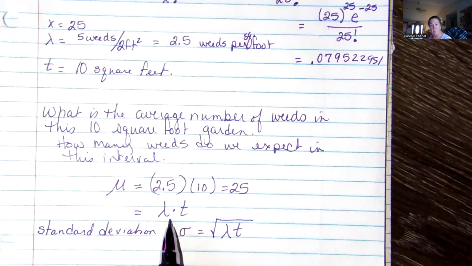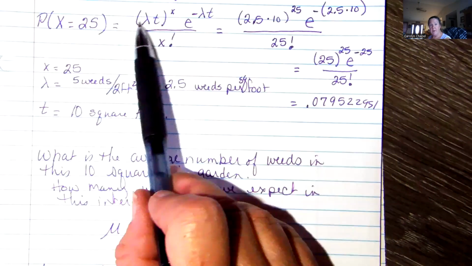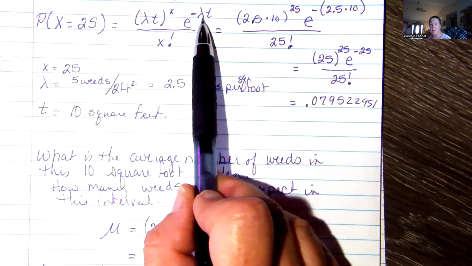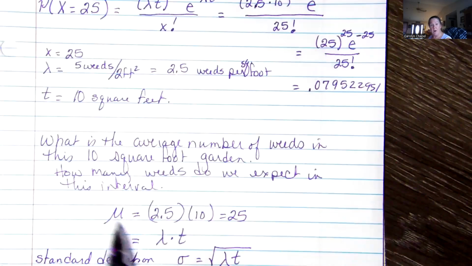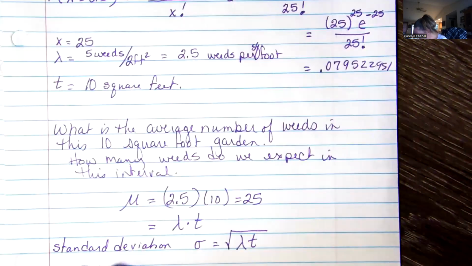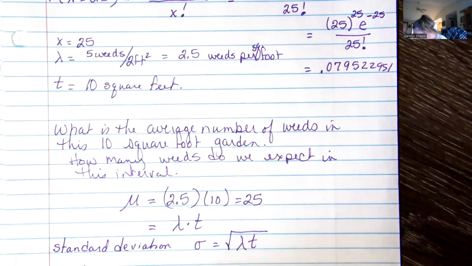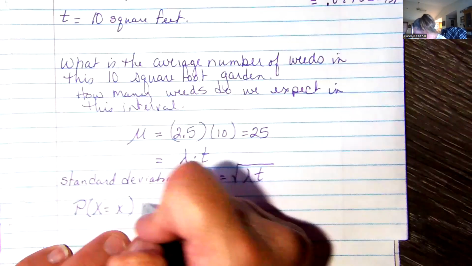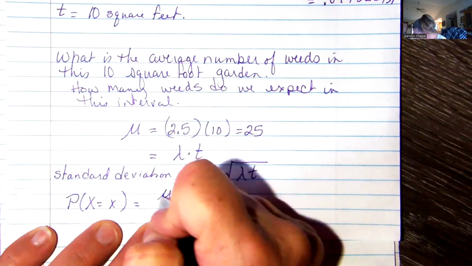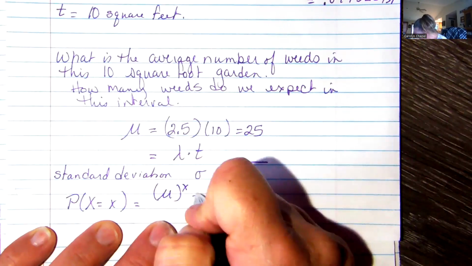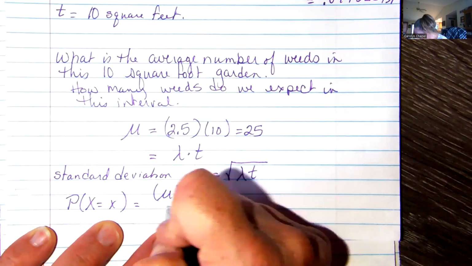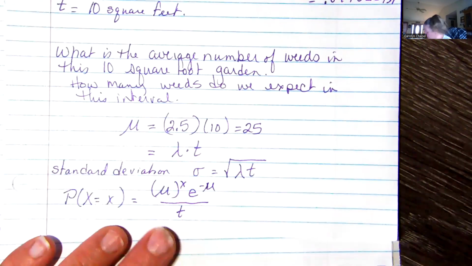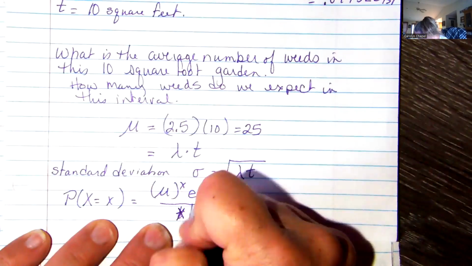We'll also notice that we can rewrite our formula. So I'm going to go back up to our formula. We have these lambda t's in there. Well, lambda t is our mean. So we could rewrite our formula as mu to the x, e to the negative mu, all over x factorial. Sorry about that.